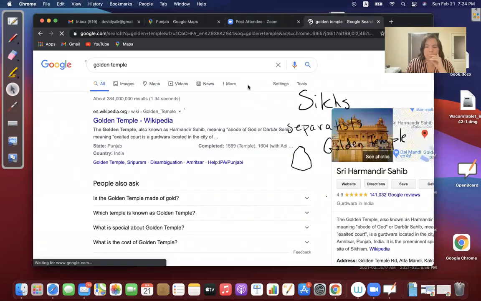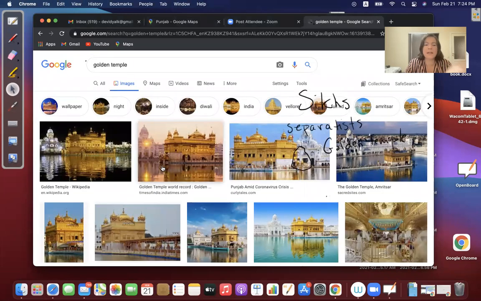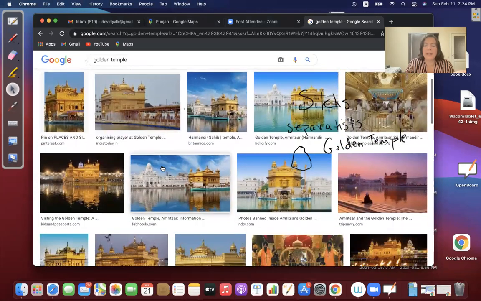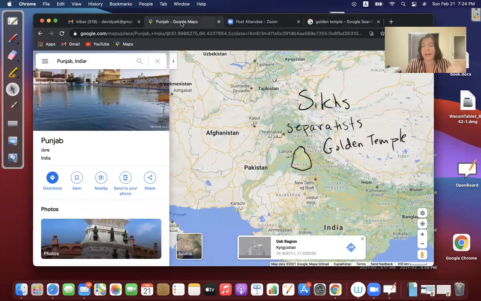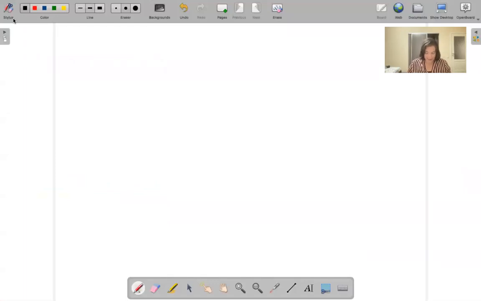Golden Temple. Images. This is the Golden Temple. And Sikhs took it over and refused to leave and said, we are in control of Punjab now. Well, the leader, the person that was the prime minister of India at the time, her name was Indira Gandhi.